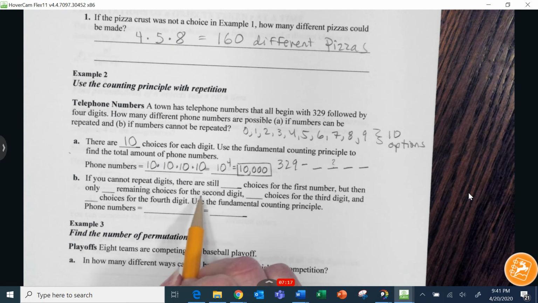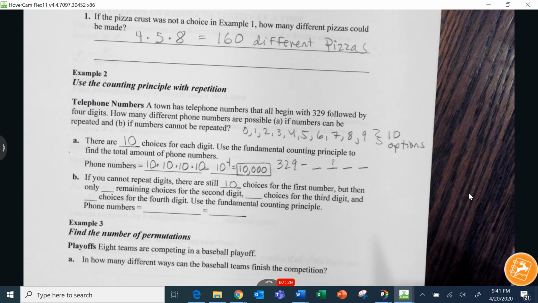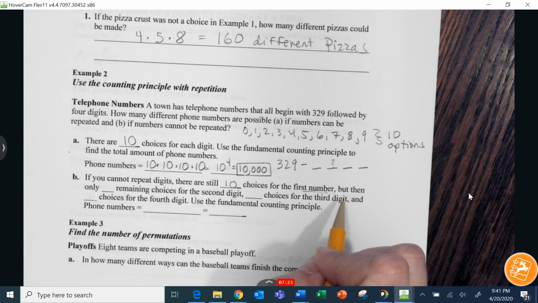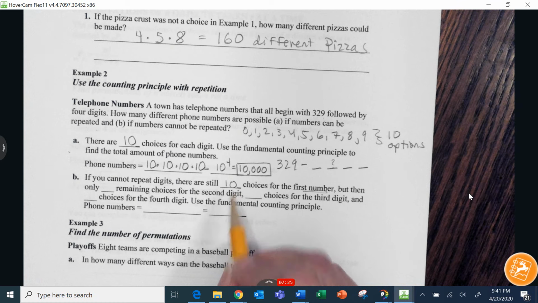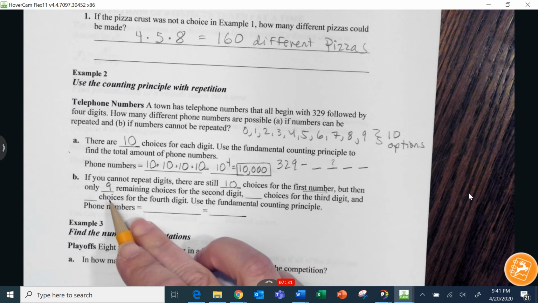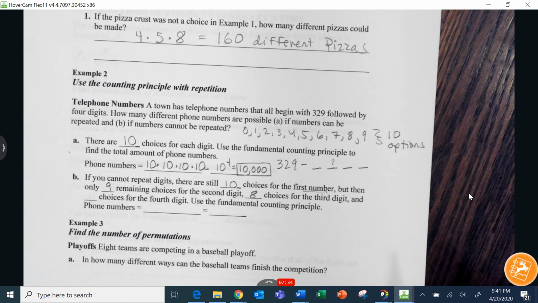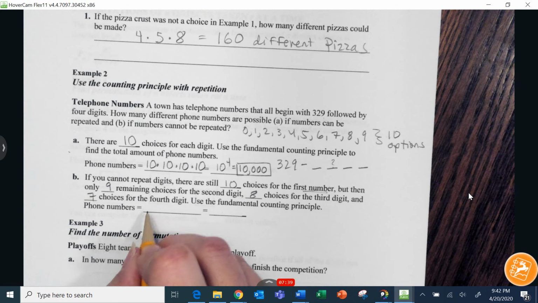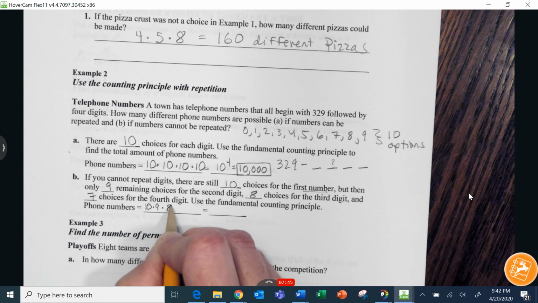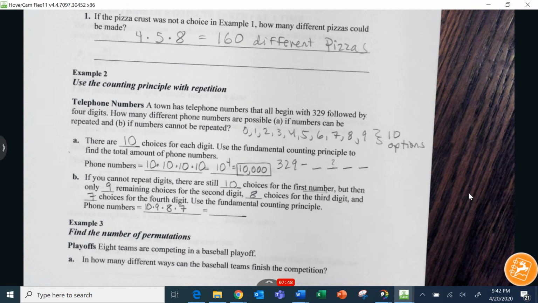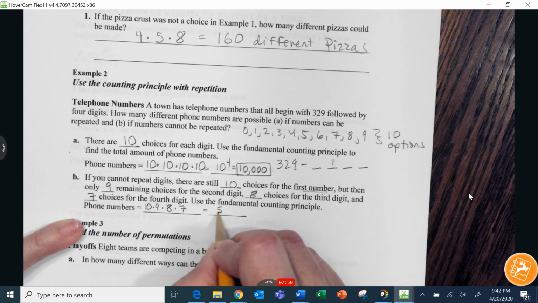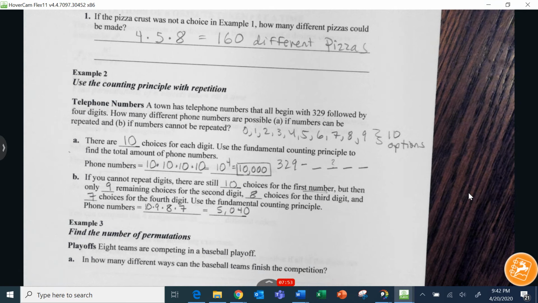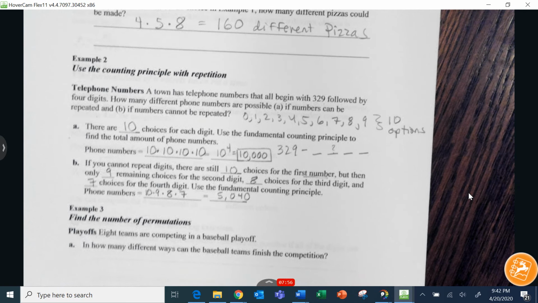Now, if we cannot repeat the digits, we still start with 10 choices. But that's only for the first number. If you cannot repeat the choices, after you choose the first number, then you only have 9 remaining choices for the second digit. And after you use the first digit and the second digit, now you only have 8 new choices for the third digit, and then 7 choices for the fourth digit. So for this one, we'll use the fundamental counting principle, multiply 10 times 9 times 8 times 7, because the digits cannot be repeated, and type that in your calculator, you get 5,040. So that's how many different phone numbers there would be if the numbers cannot be repeated.